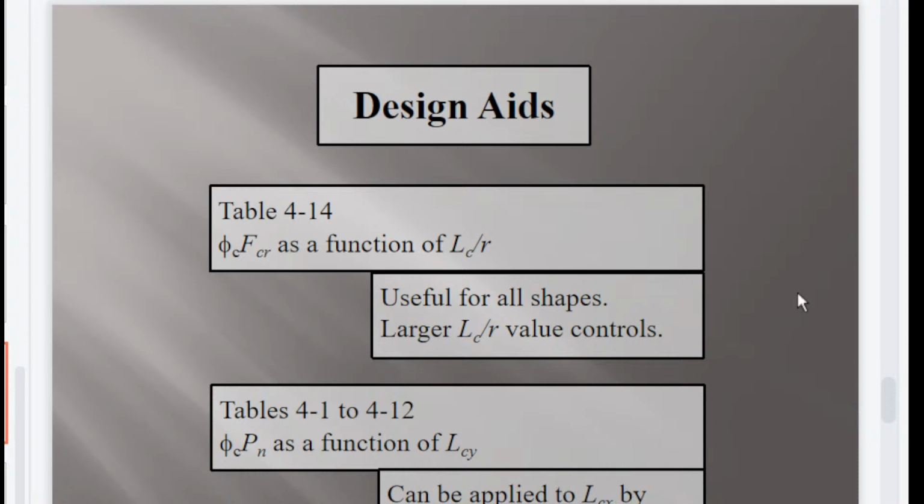So this ends our discussion of global buckling, the first topic in our assumptions of the theory and manual in compression members. If there are no questions, we will end our discussion right here.